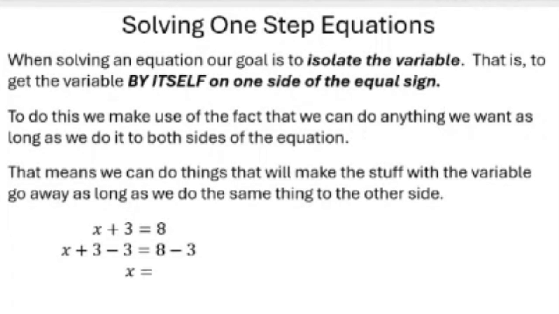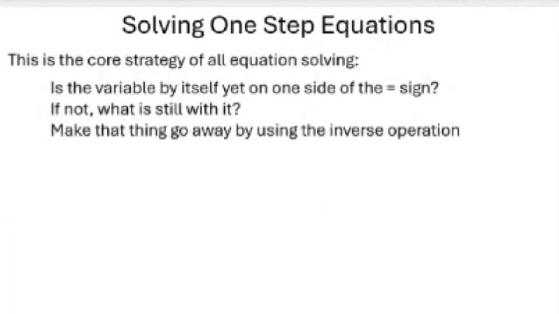So what happens on the left? X plus 3 minus 3. The plus 3 minus 3 goes away. So all that's left on the left side of the equation is just an x, which is exactly what we want. Over on the right side of the equation, we get our answer 5. Yes, we already knew that was the answer because it's a simple question, but this helped us learn the strategy. Do something that will make the plus 3 go away, and then do it to both sides.